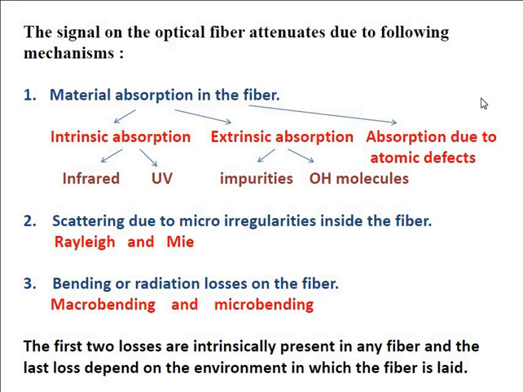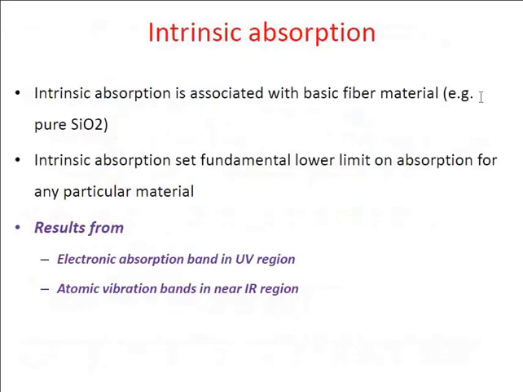We can discuss this. Then next, the attenuation is due to scattering, and next the attenuation is due to bending loss, etc. So the first two losses are intrinsically present in any fiber, and the last loss depends upon the environment. Okay, so absorption and scattering are present in any fiber, but the bending loss depends upon the environment the fiber is in. So first of all, we can see about the absorption.